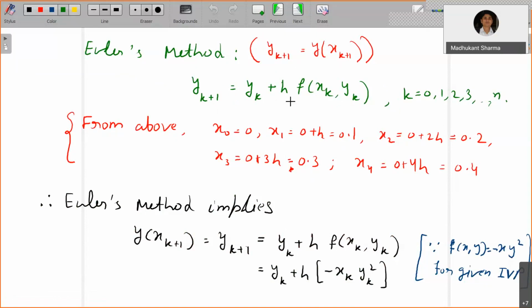Substitute carefully. We can replace f of xk comma yk, because you know that f of x comma y is minus x times y square. So f of xk comma yk is minus xk times yk square. So we have derived the simplified form of y at k plus 1 for Euler's method. Now replace k equals 0, then you will get y1. If you replace k equals 1, then you will get y2. And if you replace k equals 3, then you will get y4.